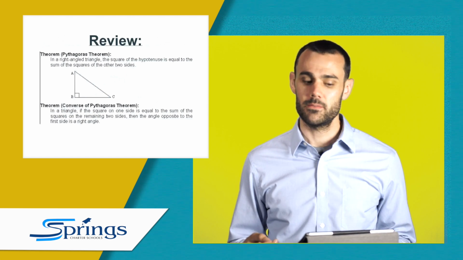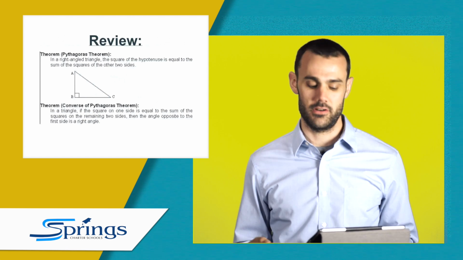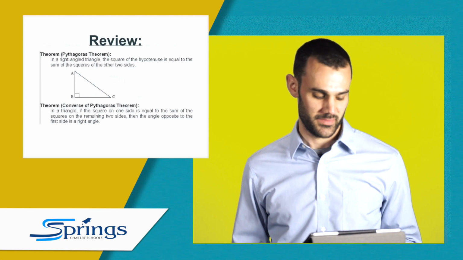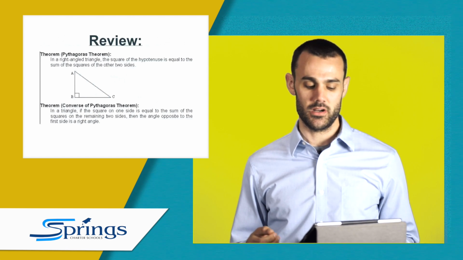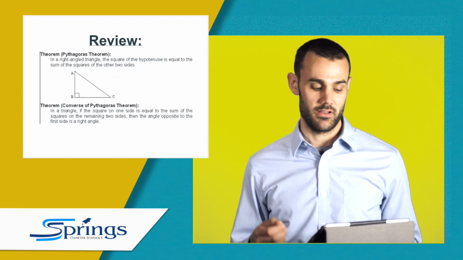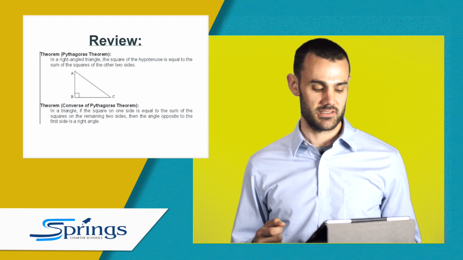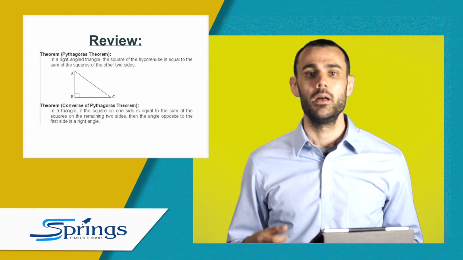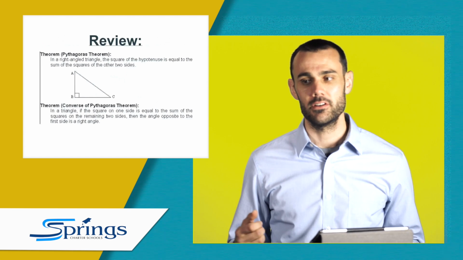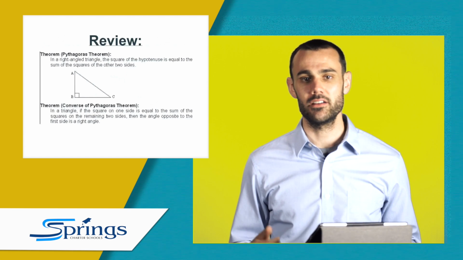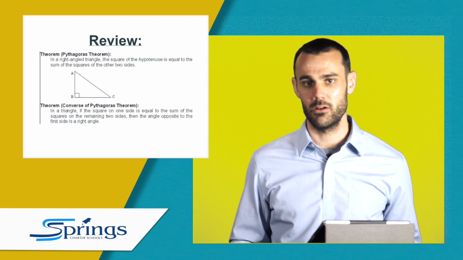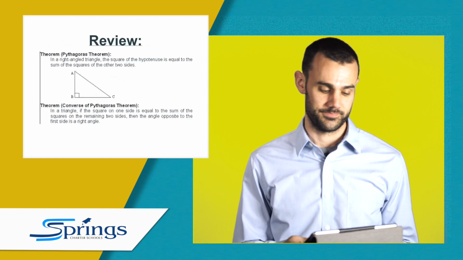Well, here's a little bit of information about the converse of Pythagoras' theorem. In a triangle, if the square on one side is equal to the sum of the squares on the remaining two sides, the angle opposite to the first side is a right angle. Basically, the converse theorem helps us prove that the triangle is what we classify as a right triangle, which is a special type of triangle.